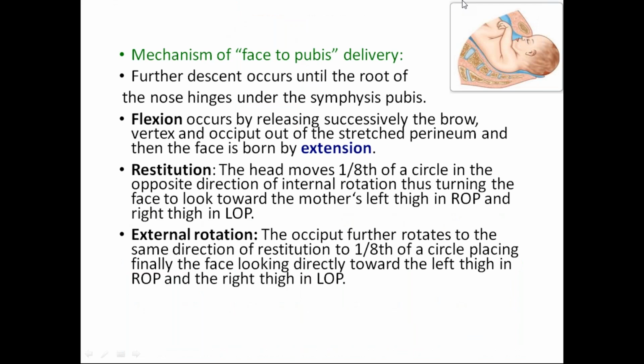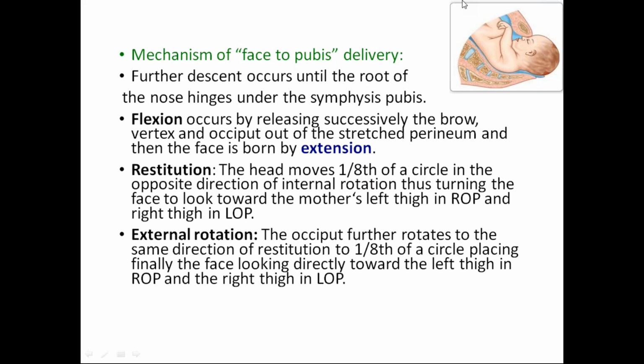What is there? Further descent occurs till the root of the nose hinges under the symphysis. Further contraction is there, and the head hinges under. Then flexion occurs by releasing all this. What happened? Again, this releasing process, the probe, releasing the occiput.